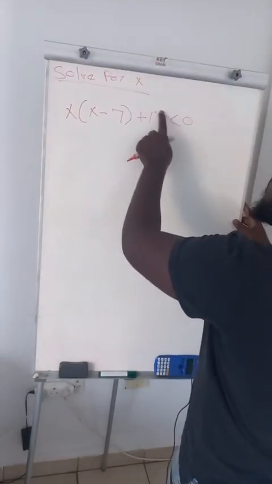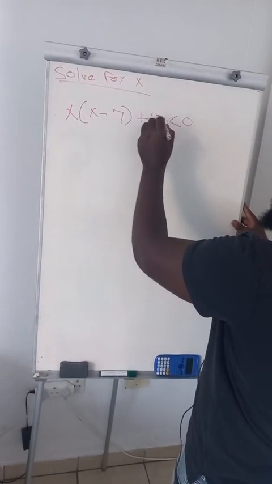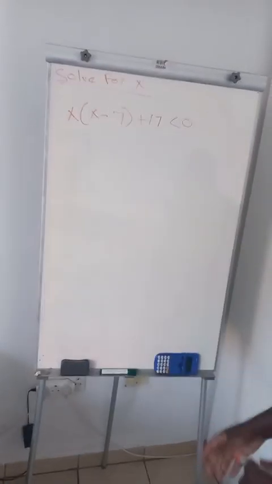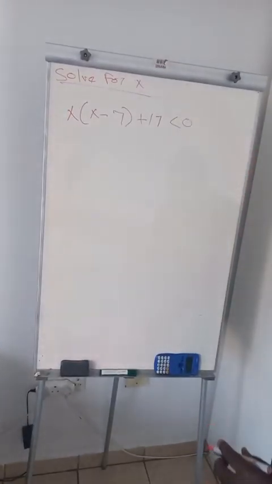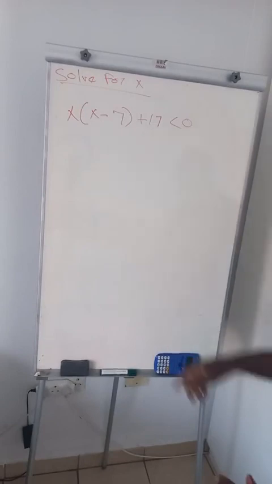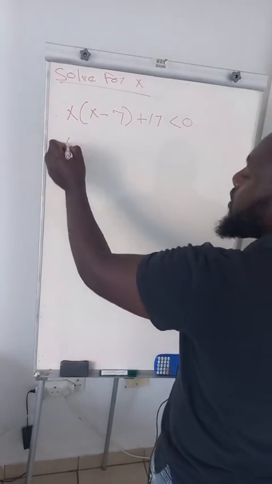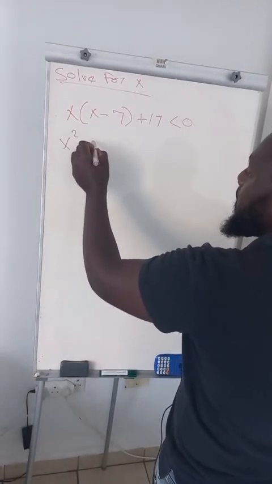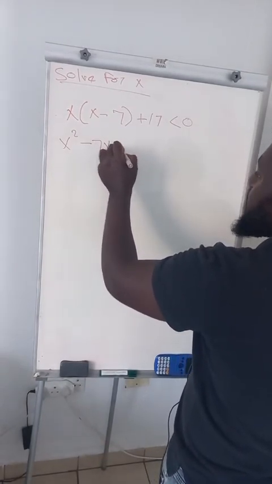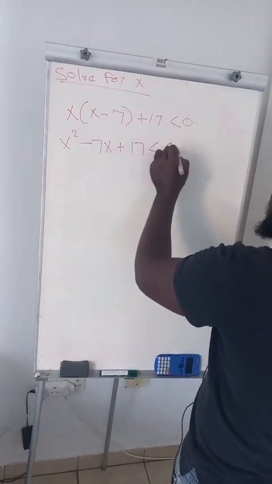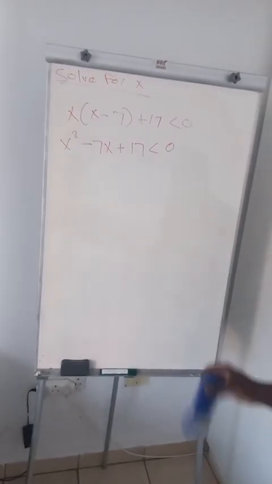This is 17. So you'll see it. So this thing is more like what? It will say, to solve this one, first find the product here so that you can rewrite the question in standard form. So here you'll have what? x squared, and then minus 7x, and then plus 17, and then less than 0. So now it just means solve this.